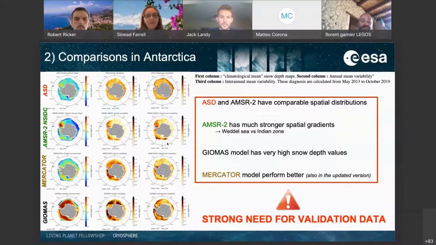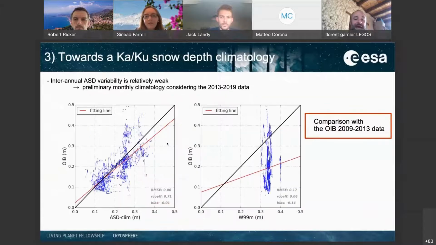One important limitation to the ISD data is that they are only available from the launch of Saral in 2013. And then if we consider the quite low variability we have found in this ISD product, we have constructed a first guess, quite simple, monthly mean climatology using all the data over the 2013 to 2019 period.